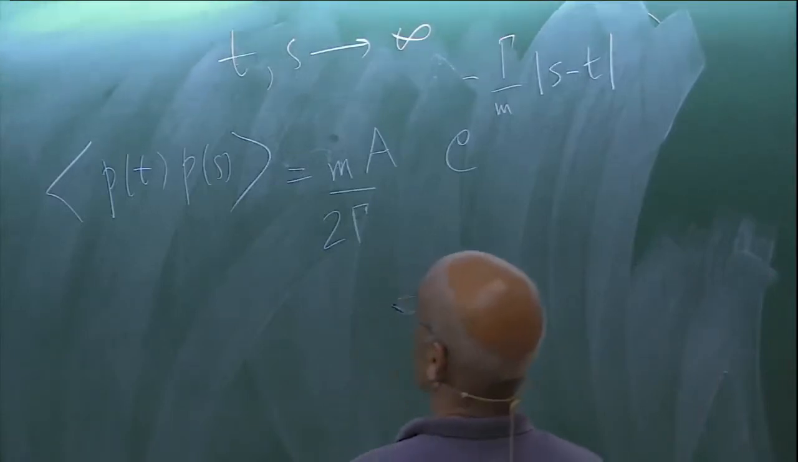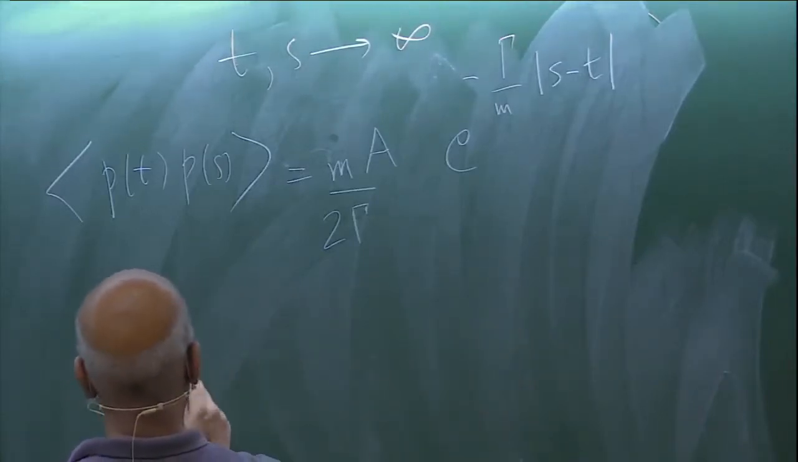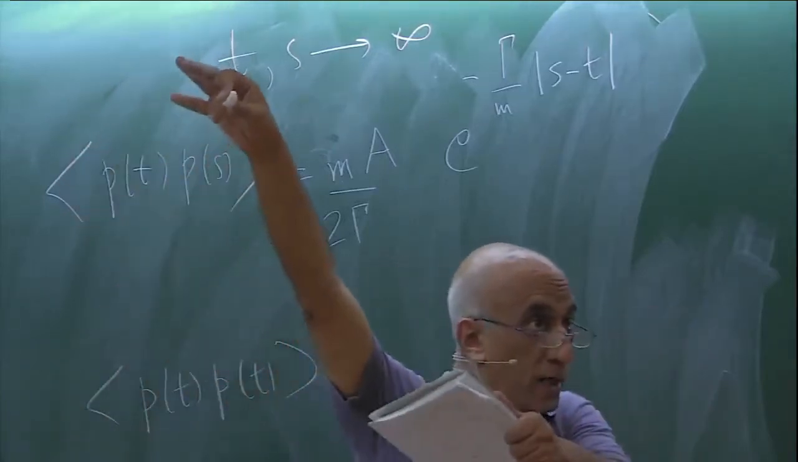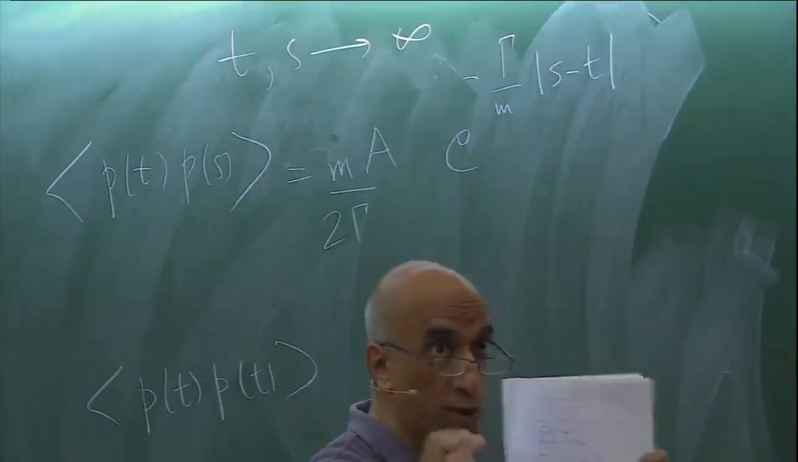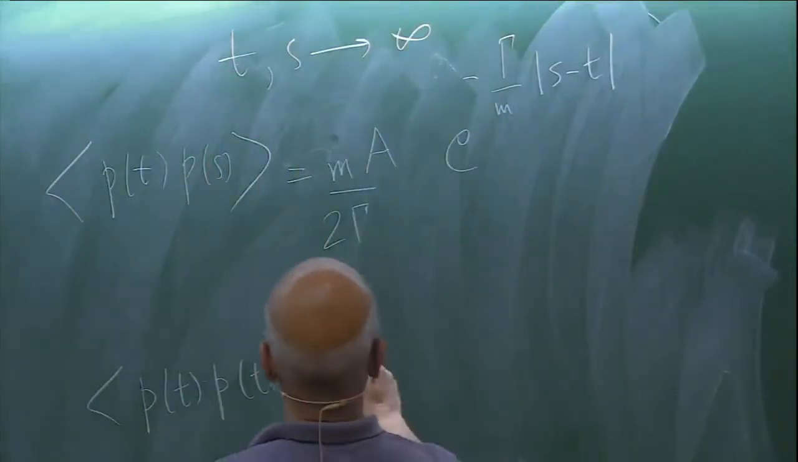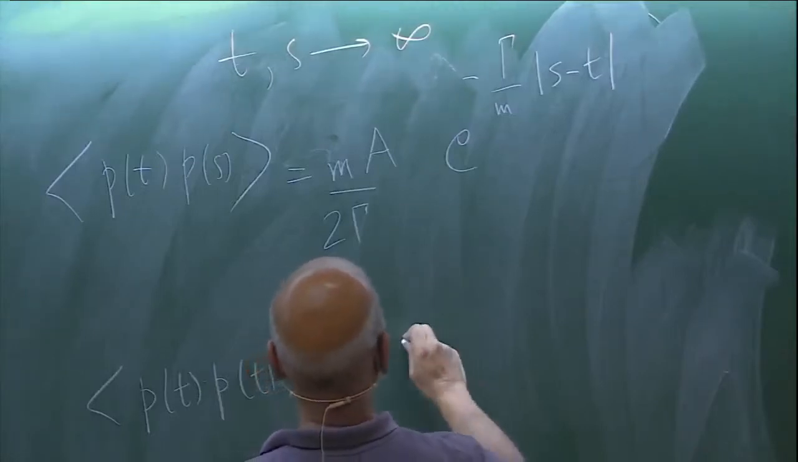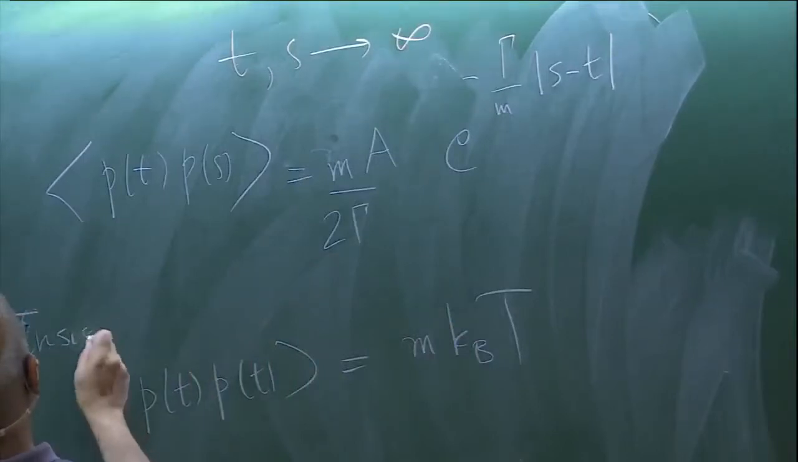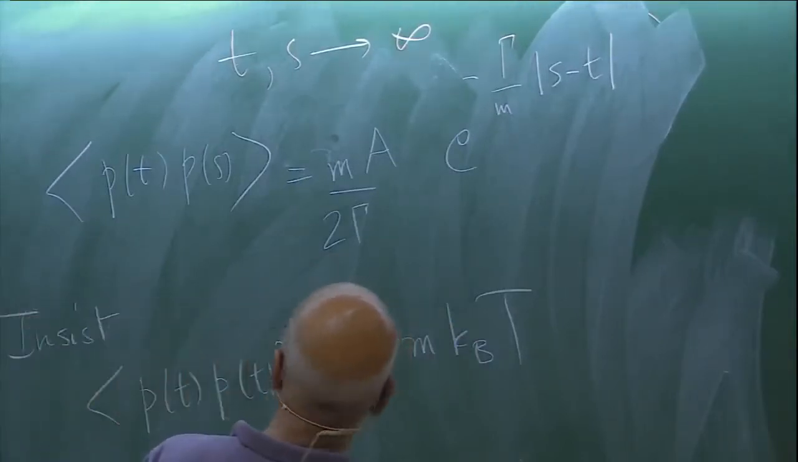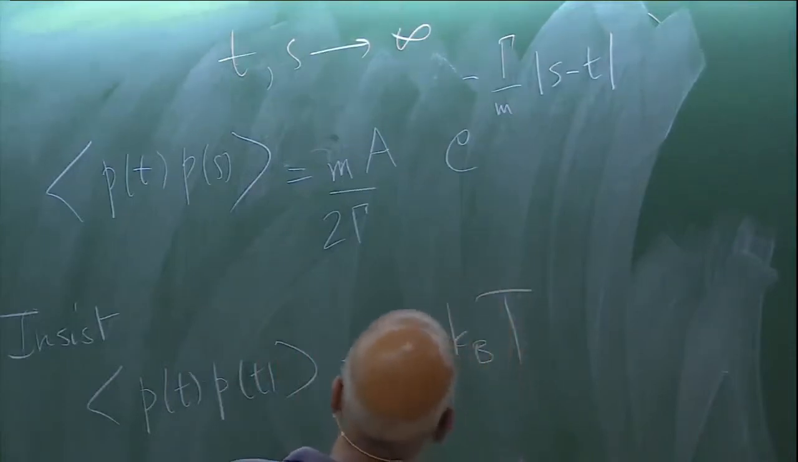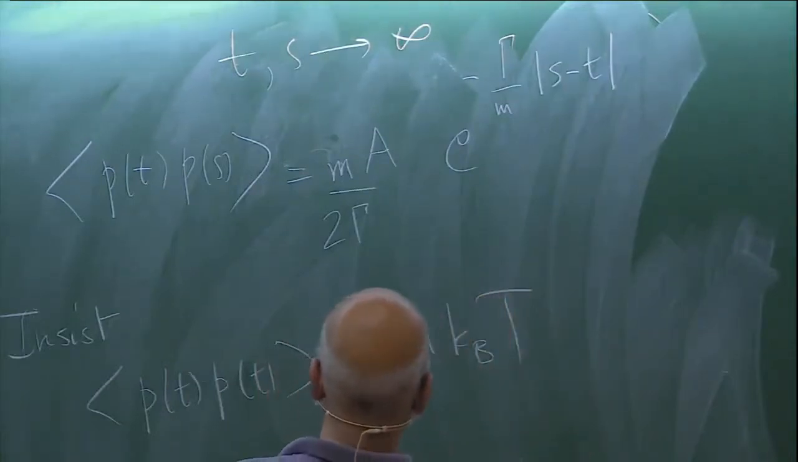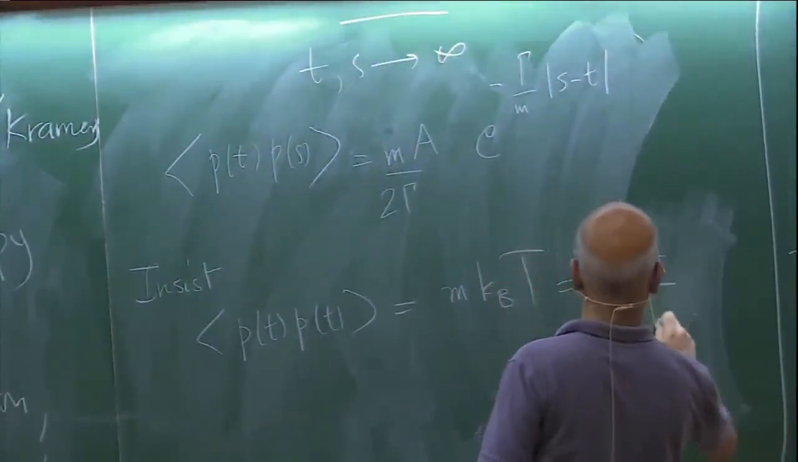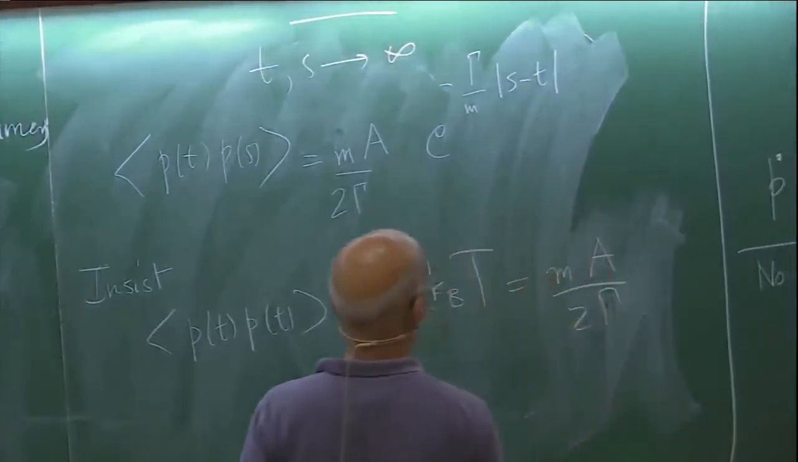Okay, and now what we're going to say is, in particular, for long times, after you've forgotten how you prepared it initially, you want the average of p squared over 2m to be half kBT. So you want this to be m kBT, right? Insist. And hopefully it'll all work out correctly. Let's just check. I'm sure something is going to go wrong. So I've survived.